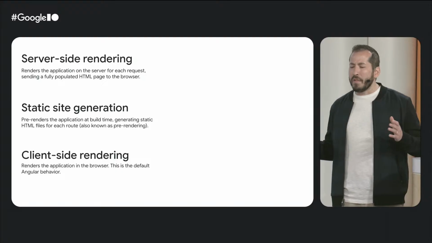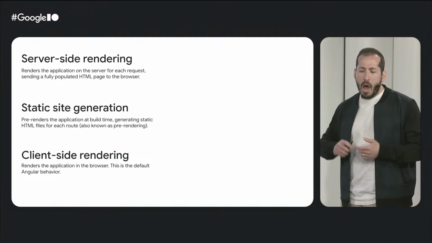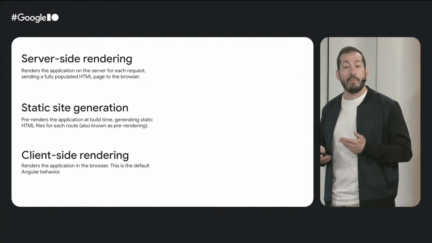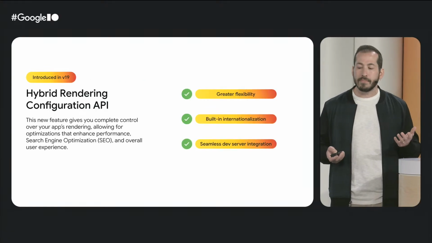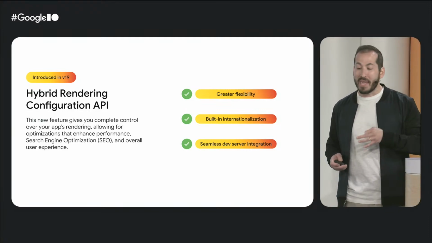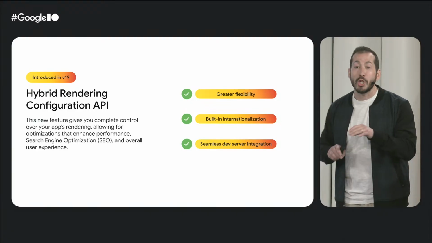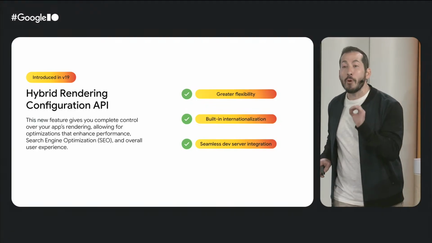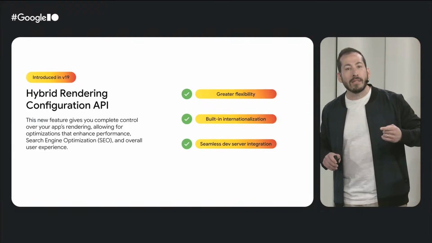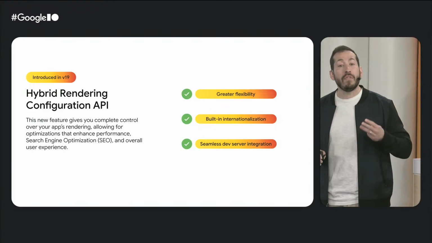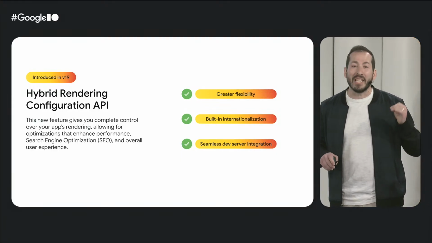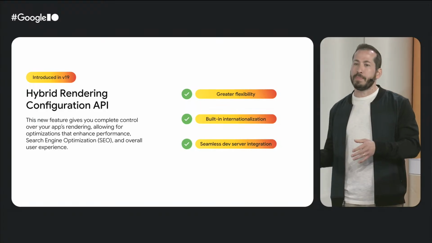Hybrid rendering has been around for a few years now and combines the benefits of server-side rendering, pre-rendering, also known as static site generation, as well as client-side rendering to optimize your Angular application. And in version 19, we introduced the hybrid rendering config API to render different parts of your application using different strategies. And this new feature gives you complete control over your app's rendering to enhance performance, search engine optimization, and overall user experience, resulting in greater flexibility, built-in internationalization, and a seamless dev server experience.